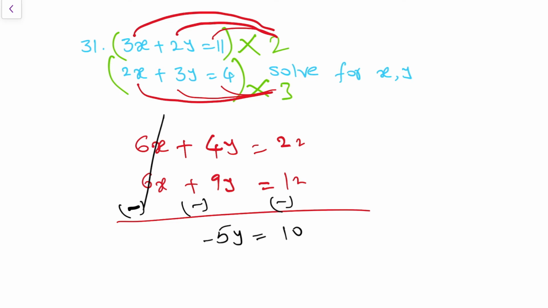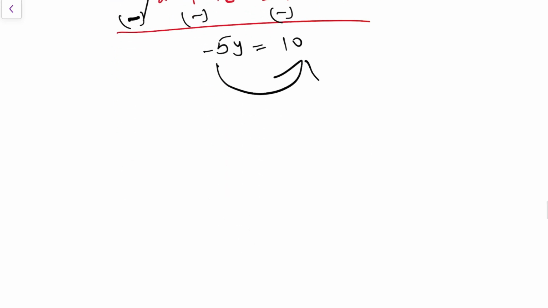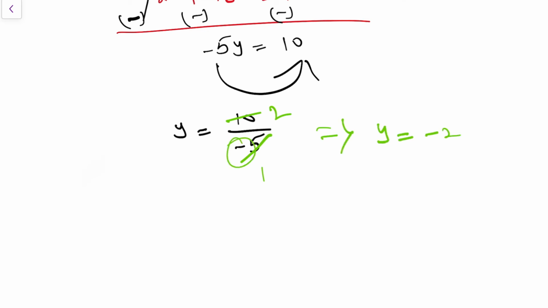Now we want the y value, so take minus 5 to the right side, it will become division. That is y is equal to 10 divided by minus 5. 5 1s are 5, 5 2s are 10. So the y value is minus 2, because the minus symbol is there. Now this y value you can substitute either in the first equation or in the second equation. You will get the x value.